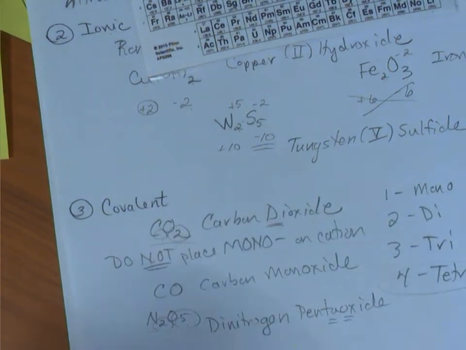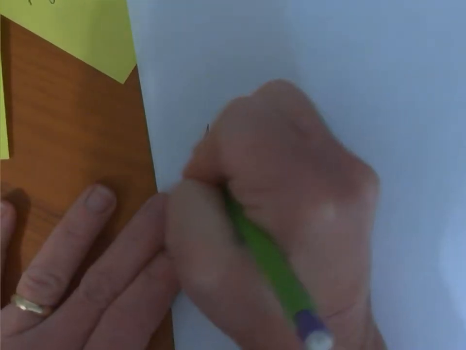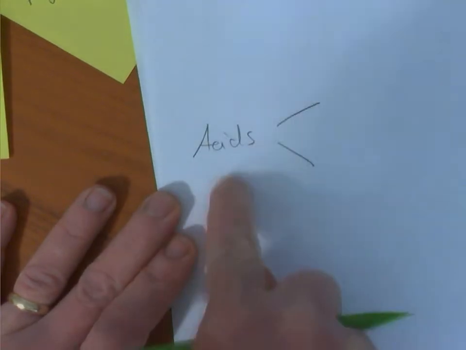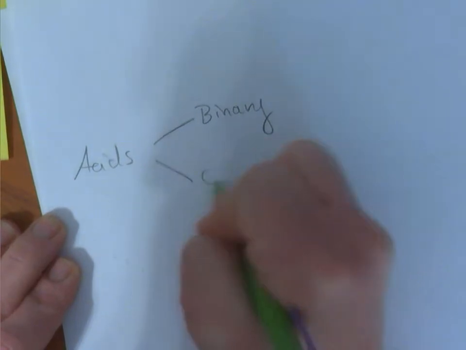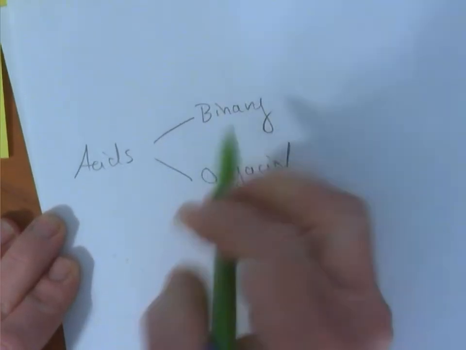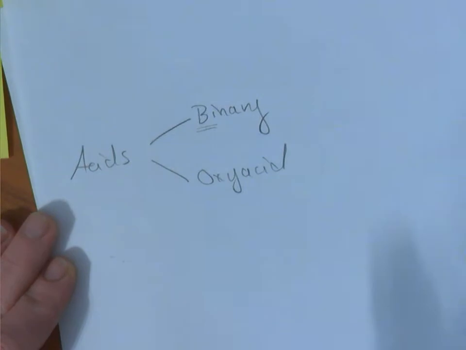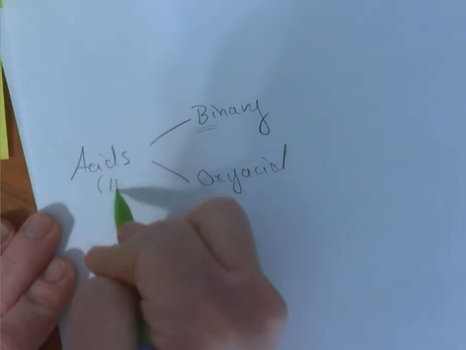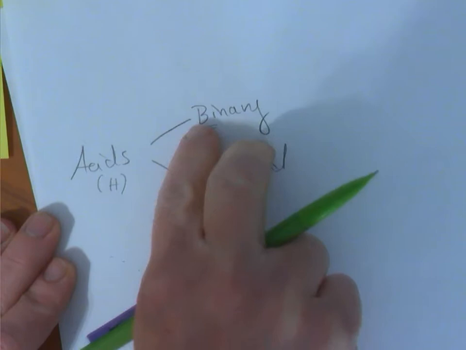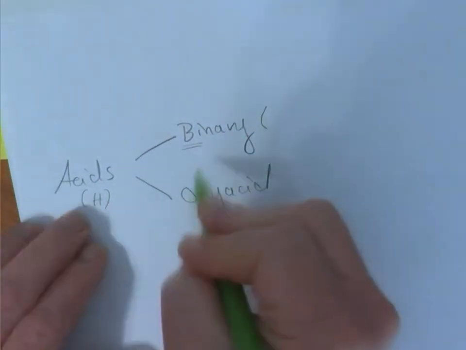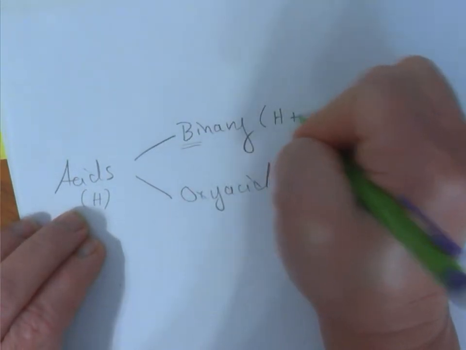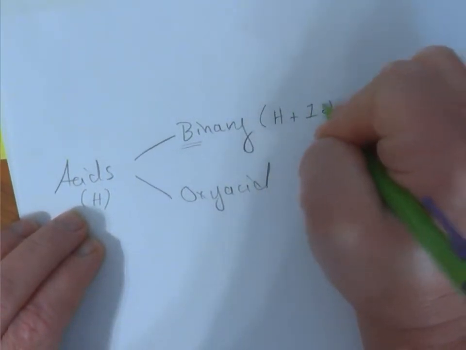All right, so what about acids? Well, there are actually two different types of acids. Okay, if it begins with hydrogen, we know it's an acid. So the question is, is it a binary acid or is it an oxyacid? All right, we know the prefix bi means two. To be an acid, it begins with hydrogen. So where is two referring to? The number of different elements. A binary acid has hydrogen plus one other element.